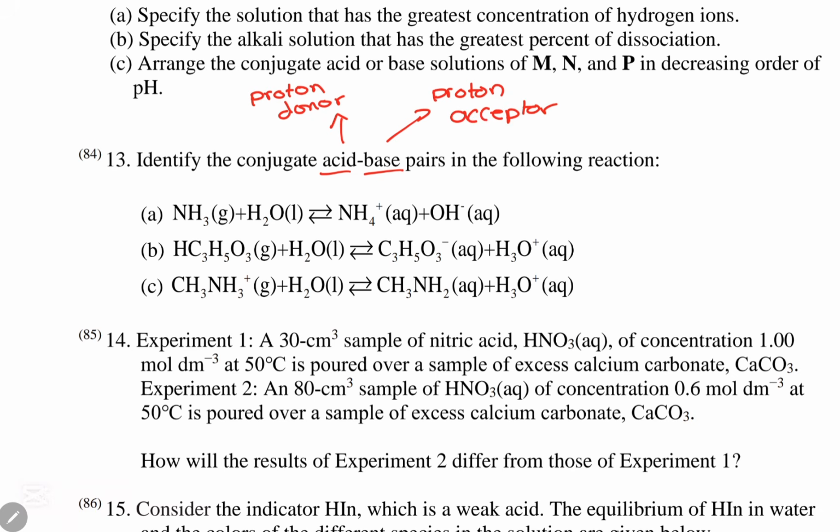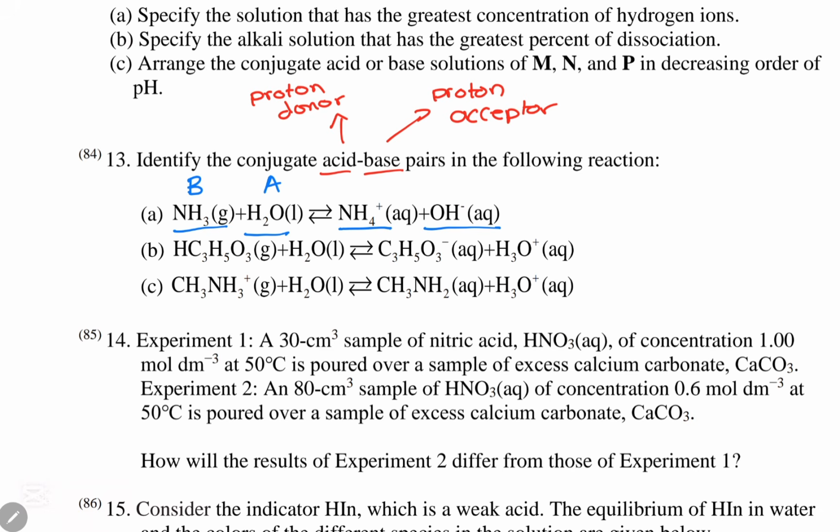So, very simply, NH3 gas turns into NH4 plus aqueous. So what happened to the NH3? It accepted a proton, so that makes NH3 a base. H2O liquid turned into OH minus. What happened to H2O? It donated a proton, so it's a proton donor, so it's an acid, right?